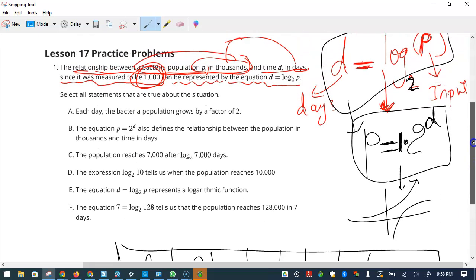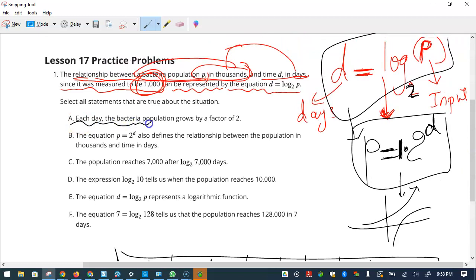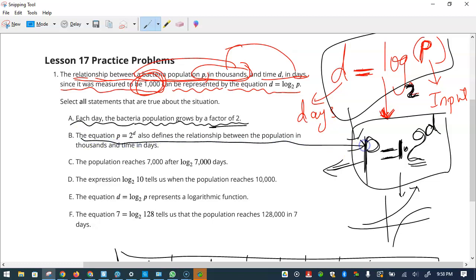Now let's see which one is correct. Each day the bacteria population grows by a scale factor of 2. Yes. See, this is the one which is correct. So this is the population, and because there is a 2, this 2 which you see right here, it's growing by a factor of 2. That's the factor. Then what about the second question? This also defines the relation, and there you go. I already showed you. The population reaches 7,000 after t days.